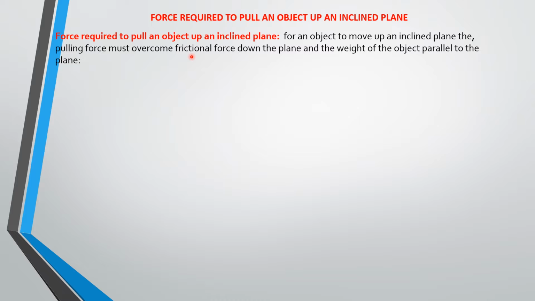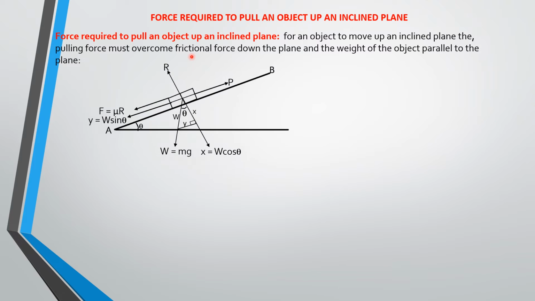So you have a diagram that looks like this. The P is the pulling force. Then the force that this P must overcome is the component of the weight down the plane, and then the frictional force that is acting opposite to this pulling force. Don't forget that this component has already been resolved. So this is the component of the weight down the plane, and then this is the component of the weight that is perpendicular to the plane.